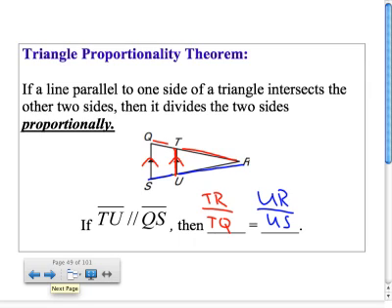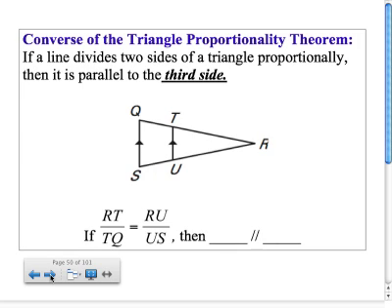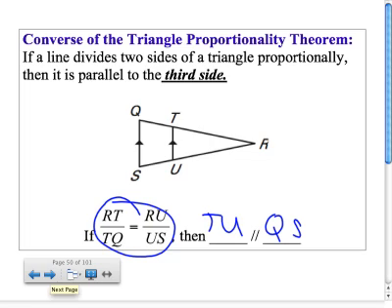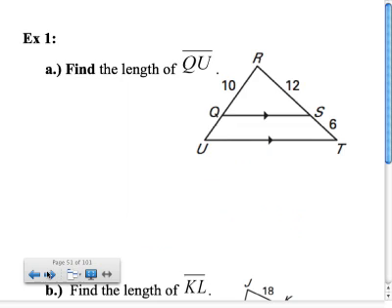There's actually a few other proportions you could write here. You could have written a few different things, but the big thing is staying consistent. Okay, and I'll explain more of that as we look at some examples here. The converse of the theorem we just said says very simply, if the sides are cut proportionally, then that means that TU and QS have to be parallel segments. It's just, again, the converse of the theorem.